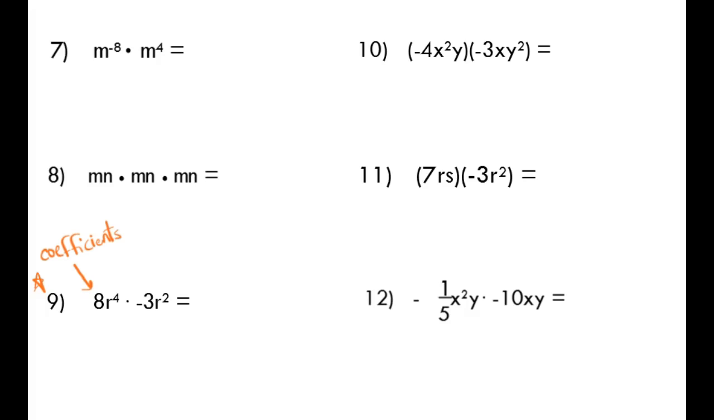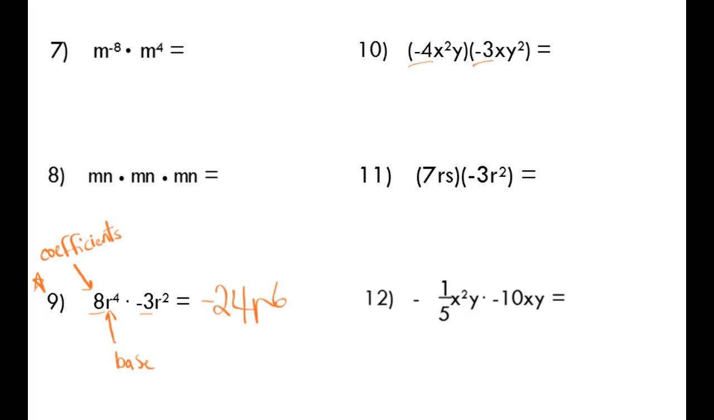You just multiply them, just like the problem says. So we're going to multiply 8 and negative 3. We get negative 24, and then we just follow the rules for the rest of it. We keep the base, which is the r, and we add the exponents. 4 and 2 is 6.